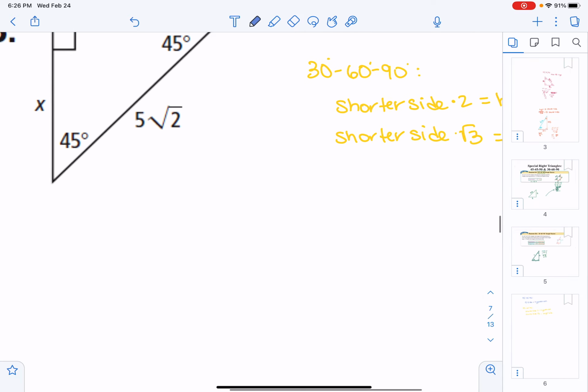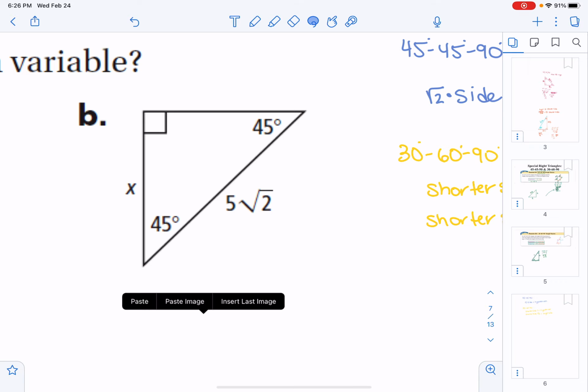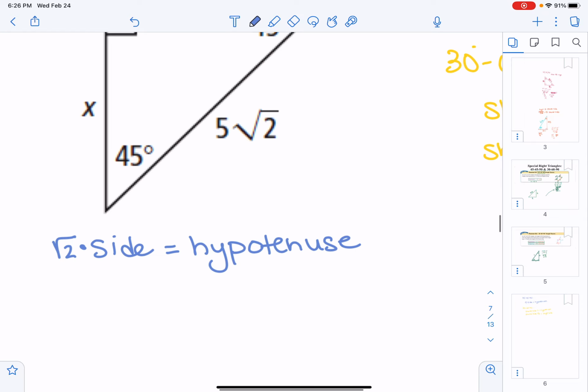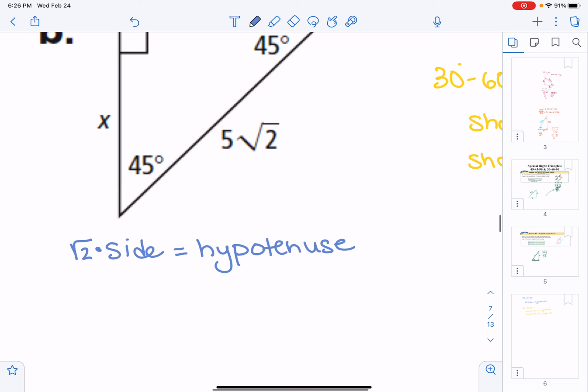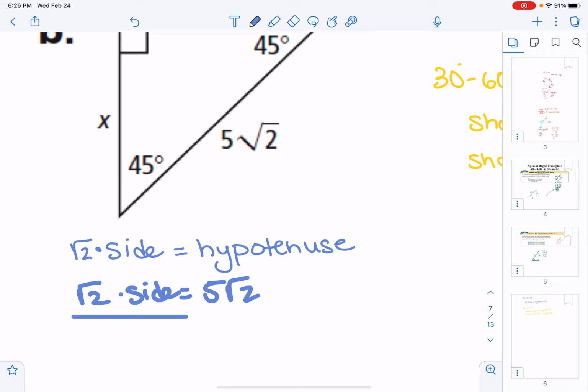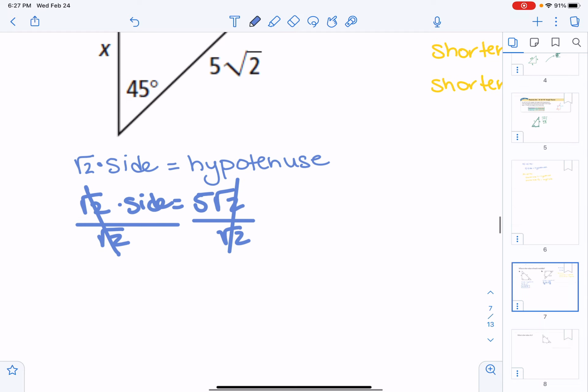Here's another one that's 45, 45, 90. So we'll use this rule. This time they're making us work a little bit. They gave us the hypotenuse, which is 5 square root of 2. And all we got to do to figure out what the side is divide by the square root of 2 on both sides. Those cancel, and the side just equals 5.